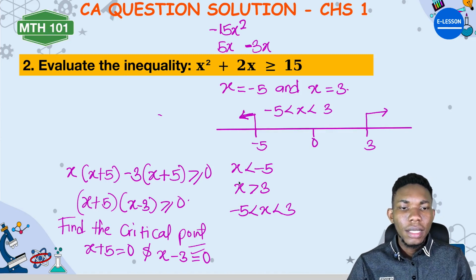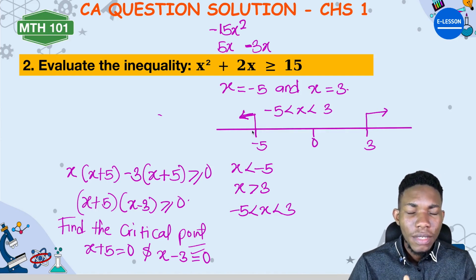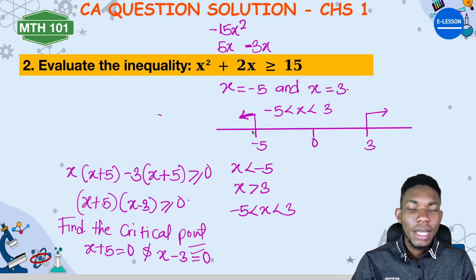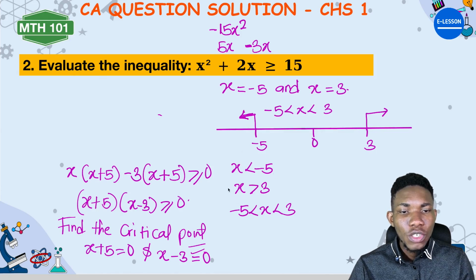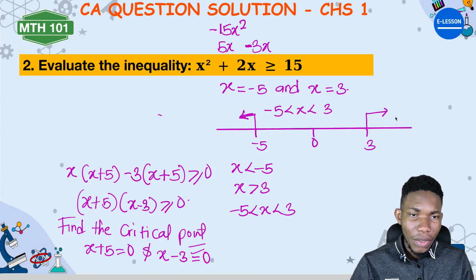All right, so these are the critical points we said. One thing you need to understand is, from what we saw there, we have x equals minus 5 and x equals 3. We plotted this on the number line. This is minus 5, this is 3. Now, we can have values less than minus 5, we can have values between minus 5 and 3, and we can have values greater than 3. Are you getting it now?